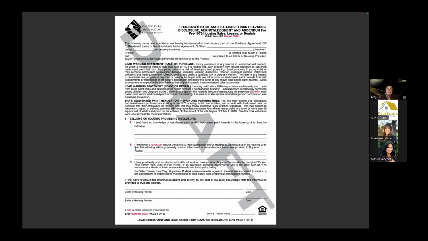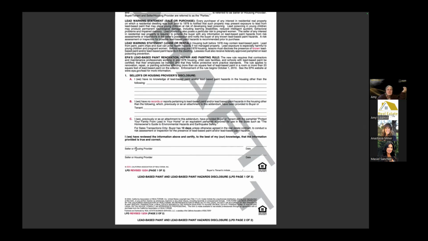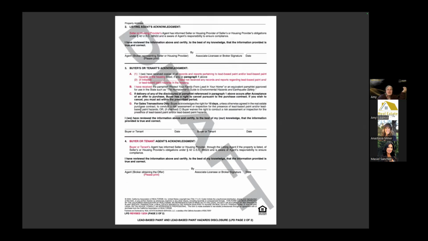Down here on section 1B, it just says, hey, we have no records or reports pertaining to lead-based paint and lead-based paint hazards, right? Semantics, we're just clarifying that it's not just reports, it's records or reports. So that was the clarification there. And then at the end, we put seller or housing provider, because this could be completed by either the seller or landlord.